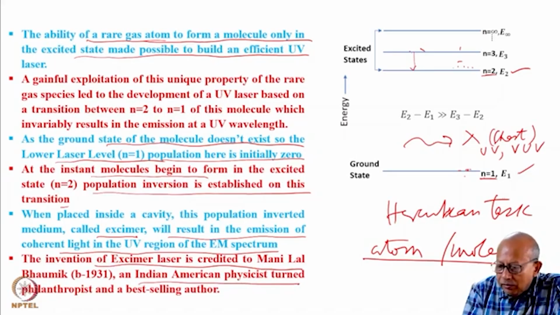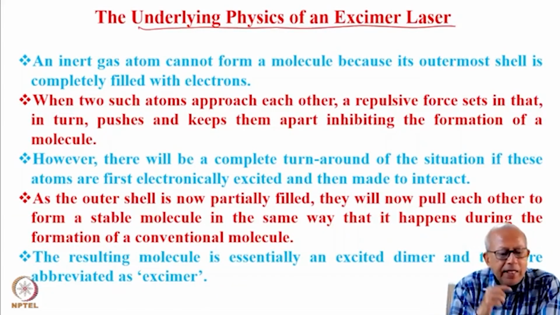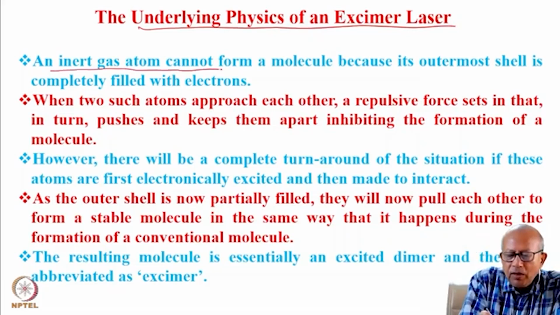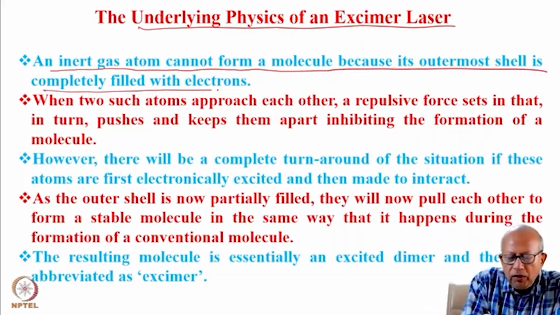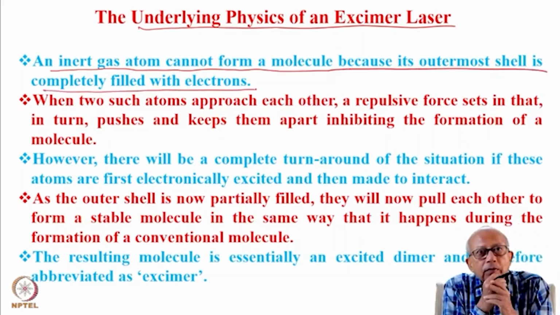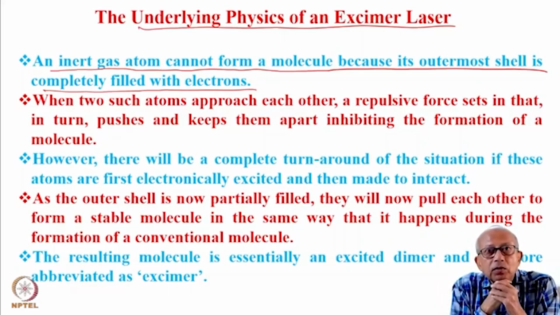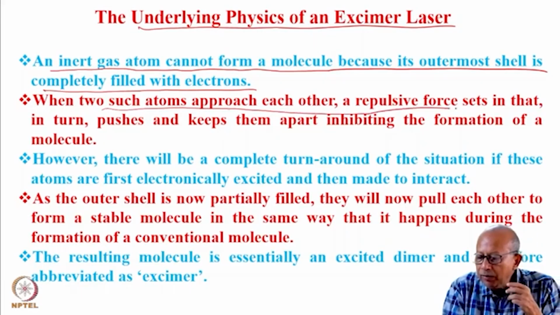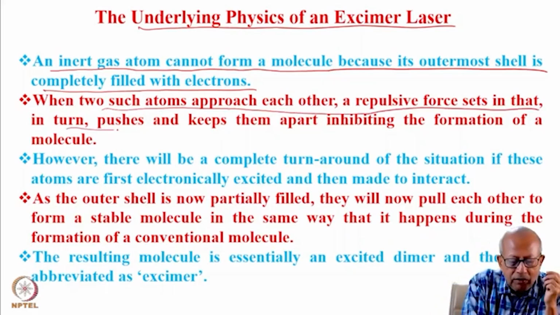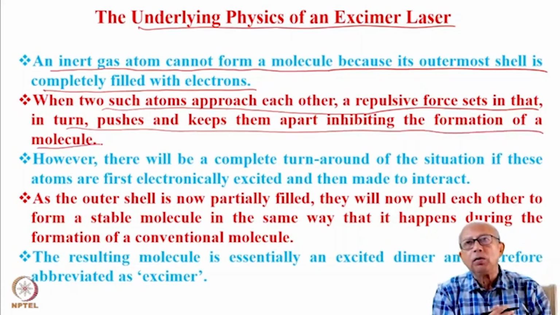All right, let us try to understand the underlying physics of an Excimer. As I said, an inert gas atom cannot form a molecule because its outermost shell is completely filled with electrons. You know that from your high school days. That is why they are called inert gas atoms, like helium, argon, xenon, krypton. When two such atoms approach each other, a repulsive force sets in that in turn pushes and keeps them apart, inhibiting the formation of a molecule. They cannot form a molecule.